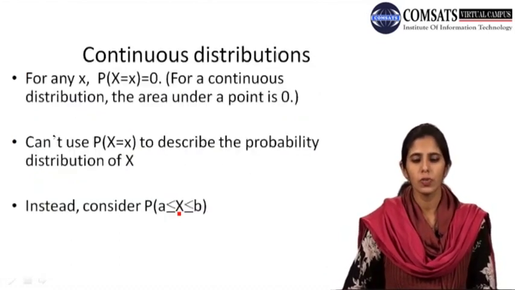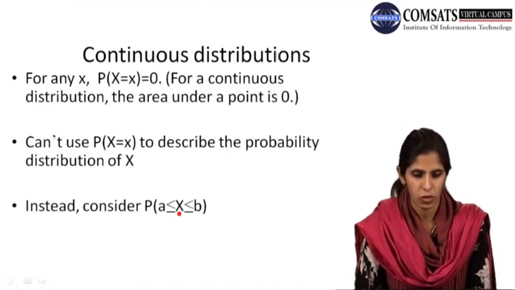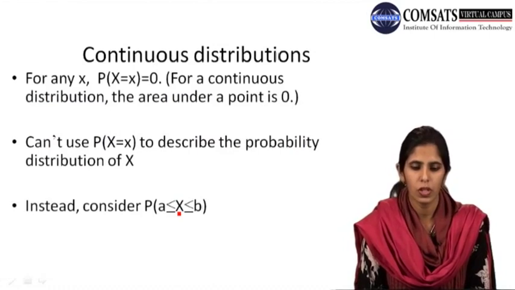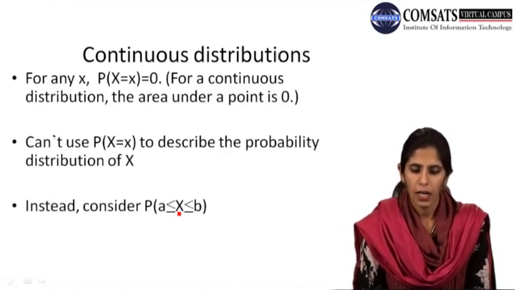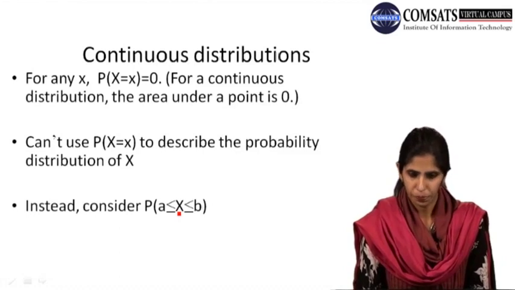For a continuous distribution, for any x, the probability of X equals x is 0. For a continuous distribution, the area under a point is 0. We can't use the probability of X equals x to describe the probability distribution of x.